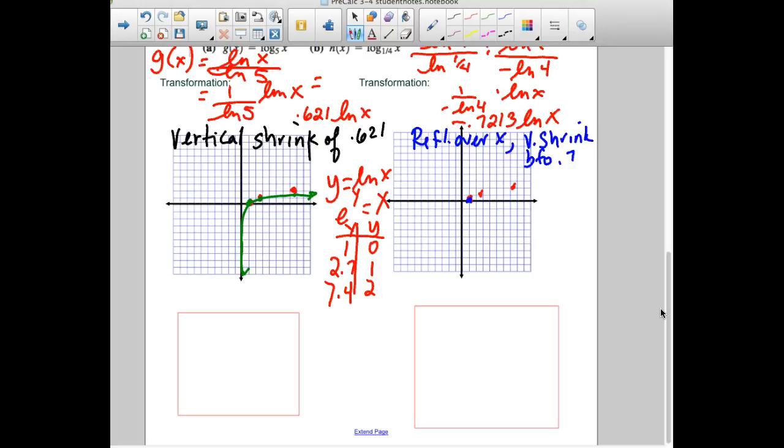This one was up at 1. I reflected over x. It's now at -1. And now I'm going to multiply it by 0.7. So we're at -0.7. And this one was at 2. I reflected over. It's now at -2, times it by 0.7 roughly. We're at about -1.4. So we end up with that log decay looking curve.